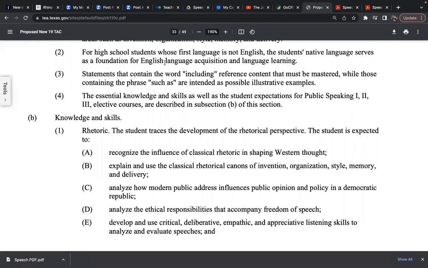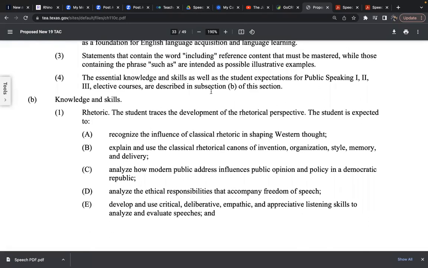High school students whose first language is not English: the student's native language serves as a foundation for English language acquisition and language learning. So their native language serves as a foundation, and we need to take steps to bring in prior knowledge whenever possible and connect to native language, to continue to build that language acquisition.